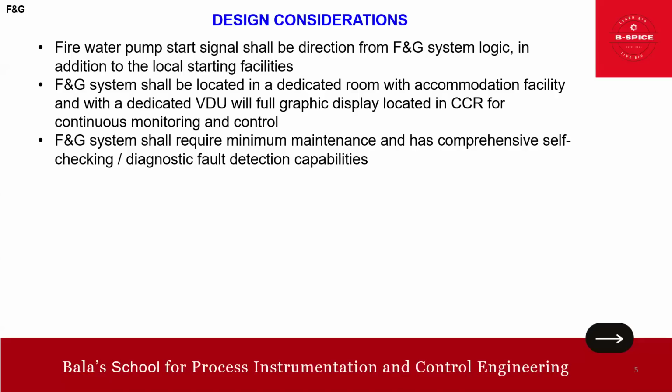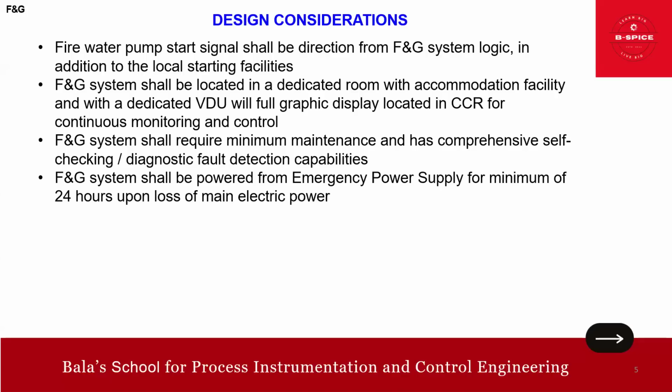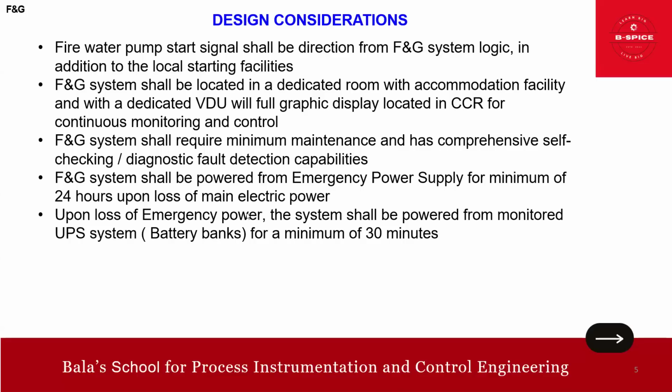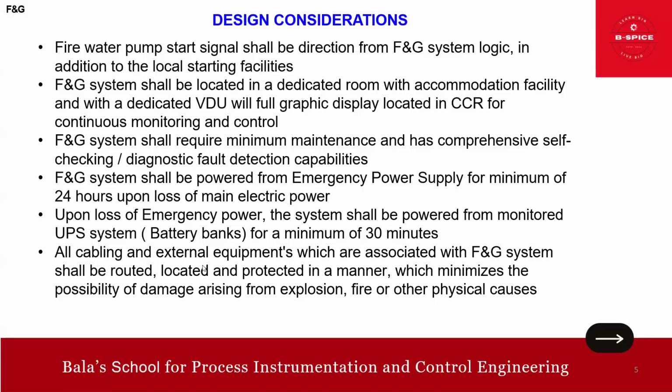Of course, nowadays all vendors are giving this, no worries. And the F&G system shall be powered from the emergency power supply. We should have a minimum backup of 24 hours upon loss of main electric power. Upon loss of emergency power, the system shall be powered from a monitored UPS, the battery bank, for a minimum of 30 minutes. All cabling and external equipment associated with the F&G system shall be routed, located and protected in a manner which minimizes the possibility of damage arising from explosion, fire or physical aspects. These are some of the things, and of course a few more to add.